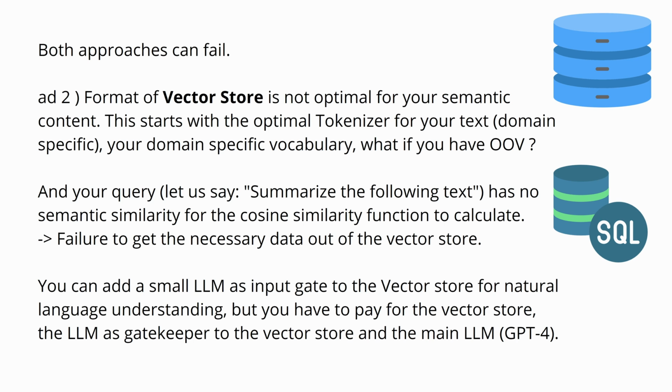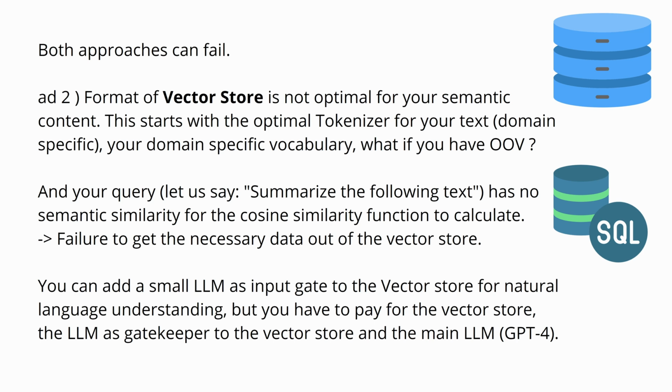You can add a small large language model as an input gate now to the vector store. So if you have an instruction in natural language spoken for the LLM, now you have a second, smaller LLM that translates this for a vector store. But this is completely nuts, because now you pay the commercial vector store, and you pay for each token, I suppose. Then you pay the LLM as the gatekeeper that acts in front of the vector store.